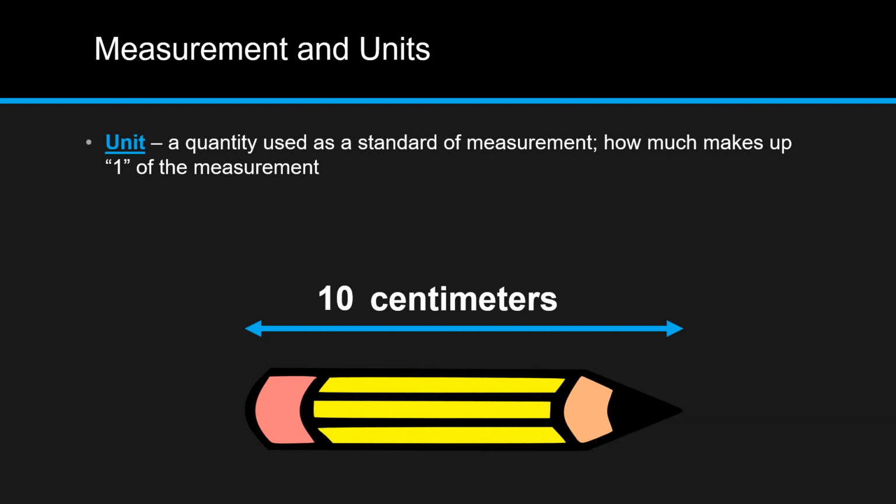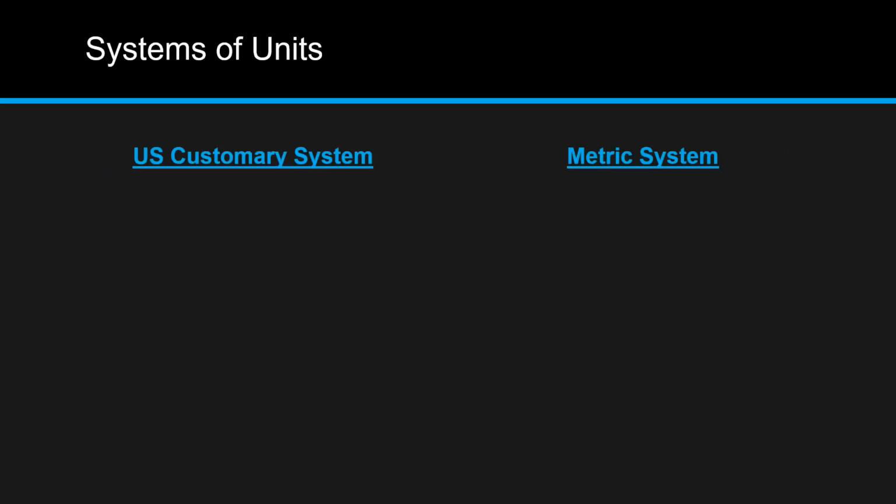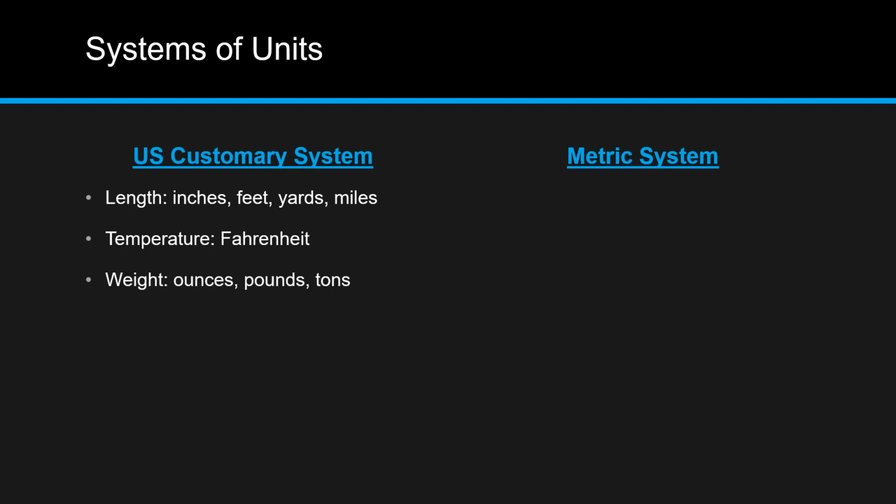There are different systems of units, meaning that there are different sets of units used by different people when they measure things. For example, in the United States of America, we typically use the US customary system. When we describe the lengths of objects, we use inches, feet, yards, and miles. For temperature, we use Fahrenheit. For weight, we use ounces, pounds, and tons. For liquid volume, we use fluid ounces, cups, pints, quarts, and gallons.